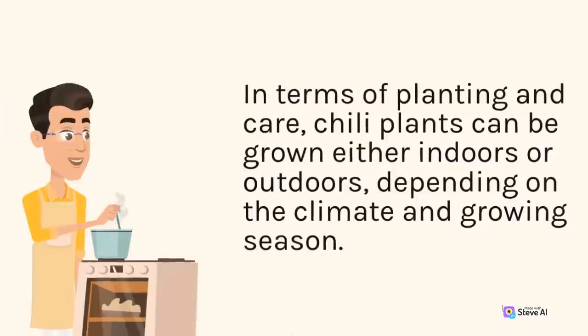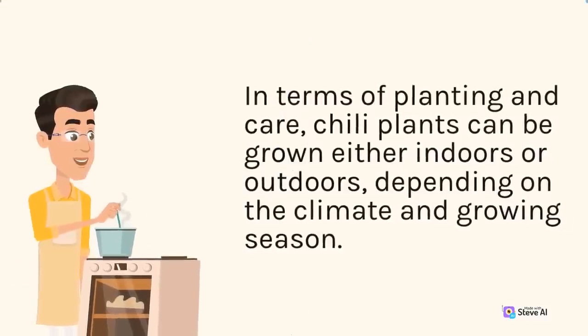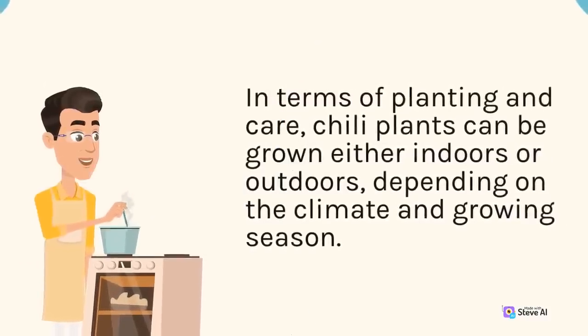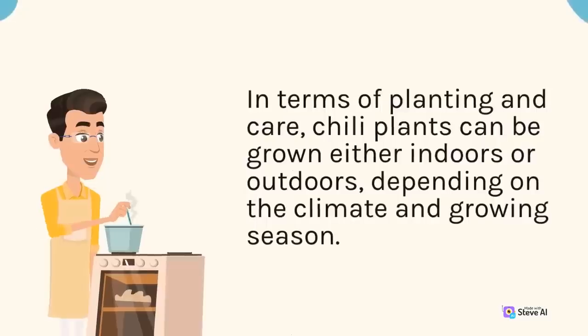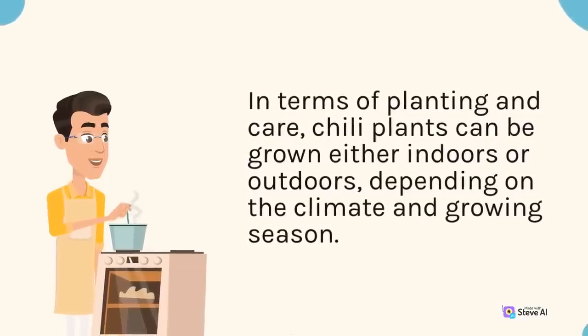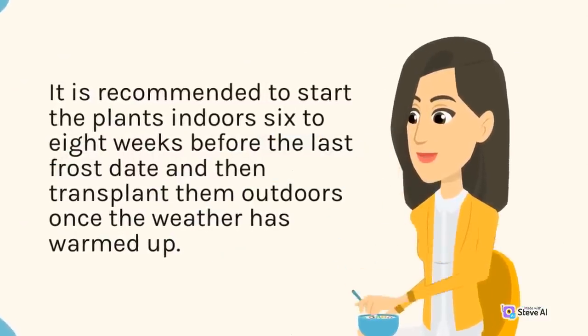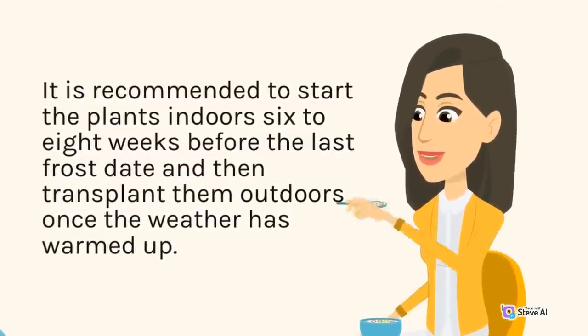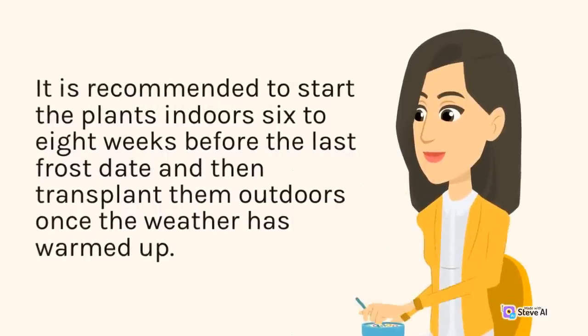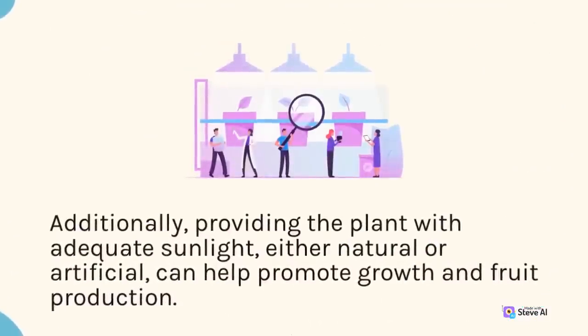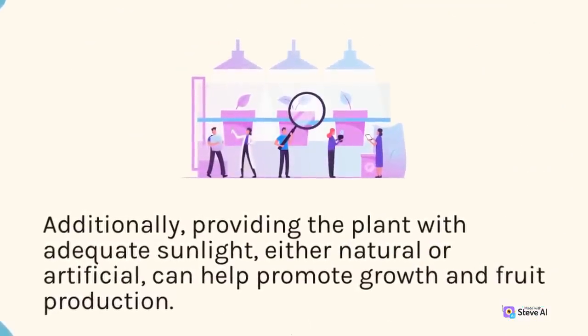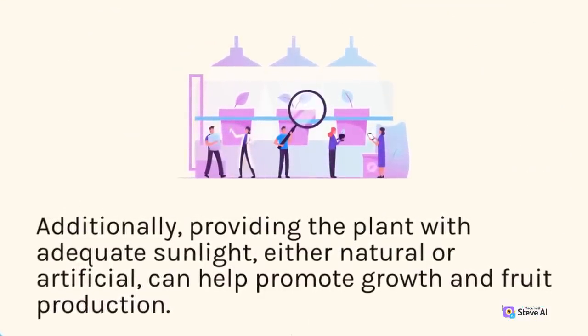In terms of planting and care, chili plants can be grown either indoors or outdoors, depending on the climate and growing season. It is recommended to start the plants indoors 6 to 8 weeks before the last frost date and then transplant them outdoors once the weather has warmed up. Additionally, providing the plant with adequate sunlight, either natural or artificial, can help promote growth and fruit production.